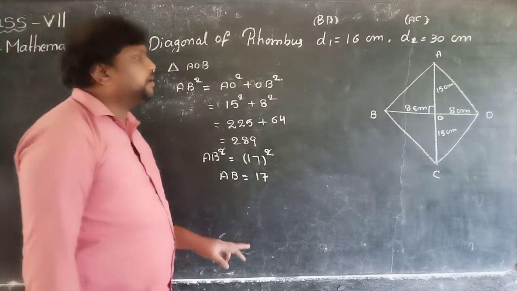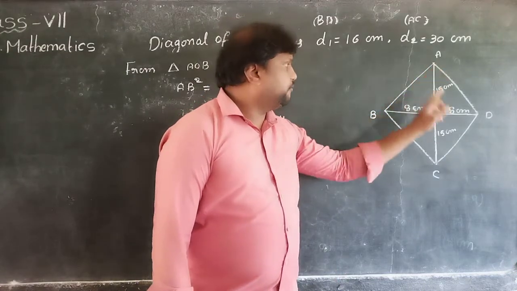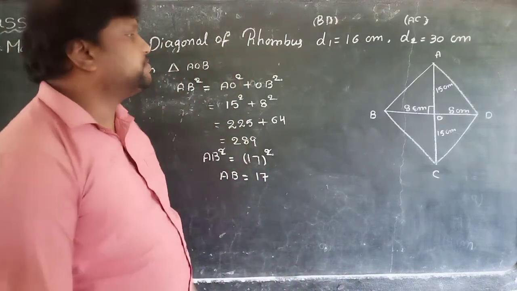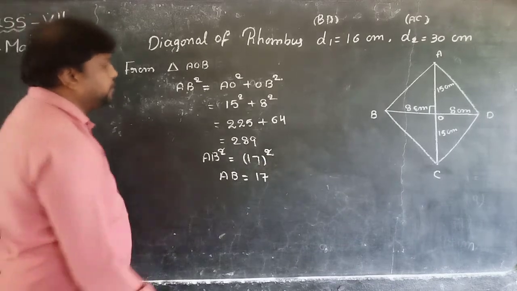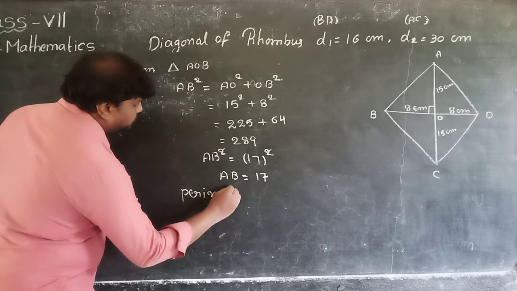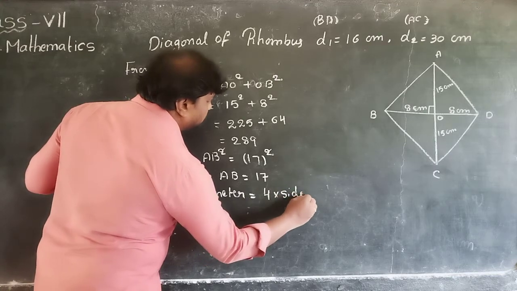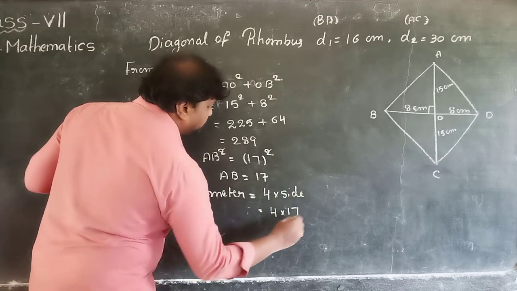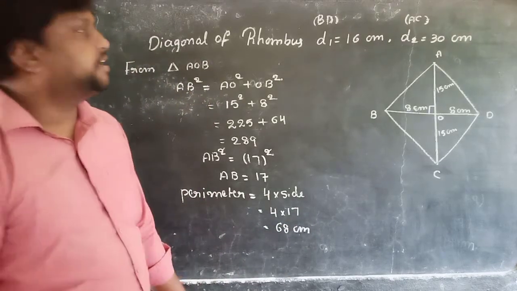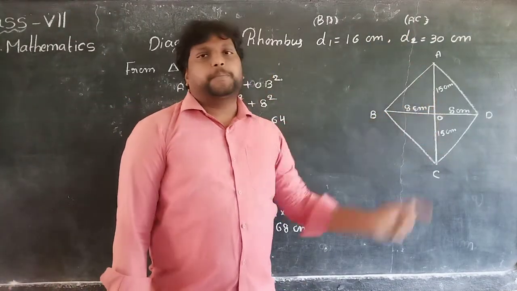Okay, then AB is nothing but one side of the rhombus, otherwise the hypotenuse of triangle AOB. The hypotenuse of triangle AOB is nothing but one side of the rhombus. In a rhombus, four sides are equal, then the perimeter of the rhombus is equal to 4 into side, 4 into 17 is equal to 68 centimeter.